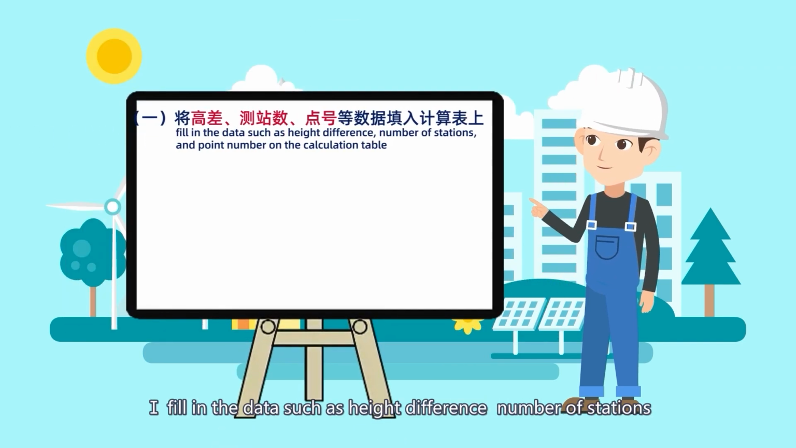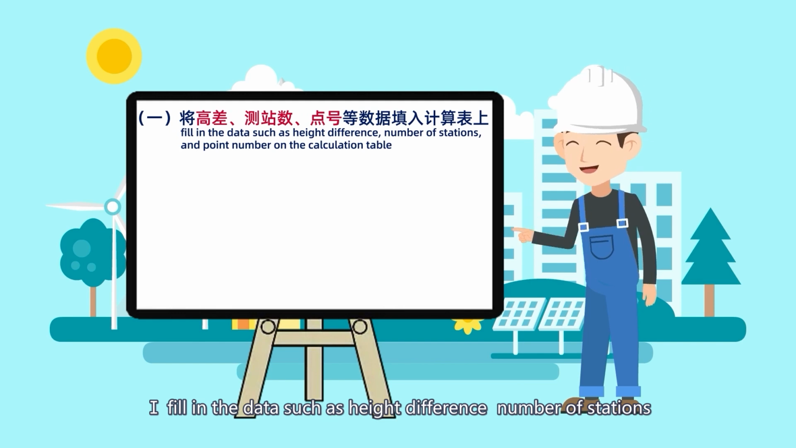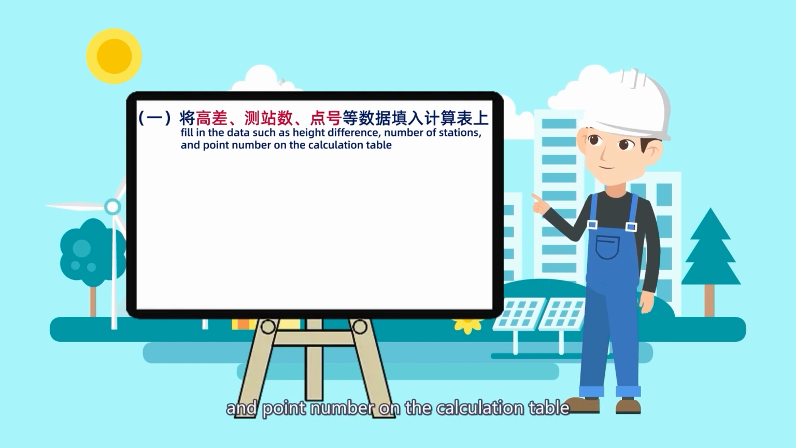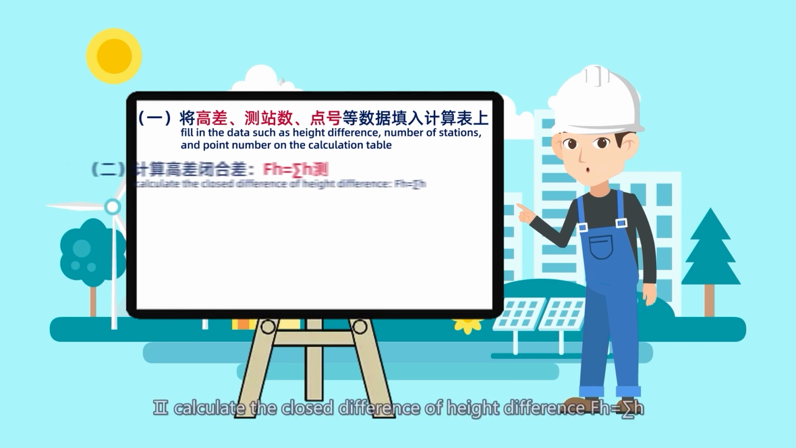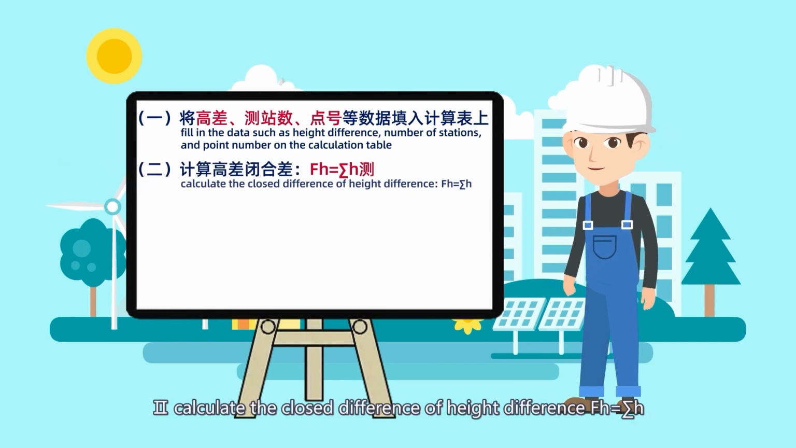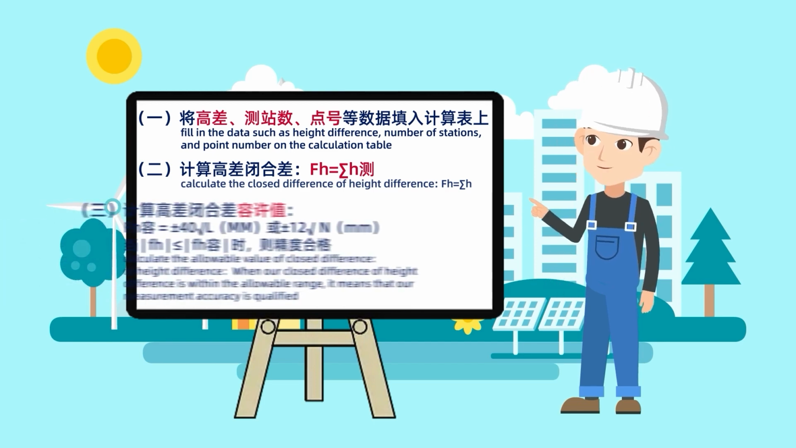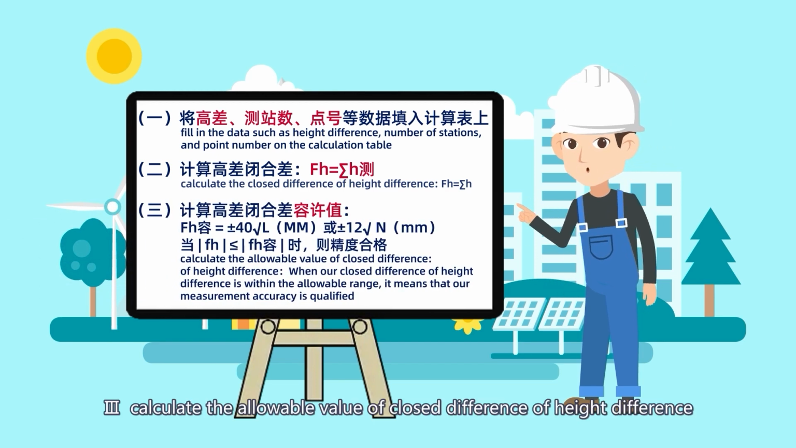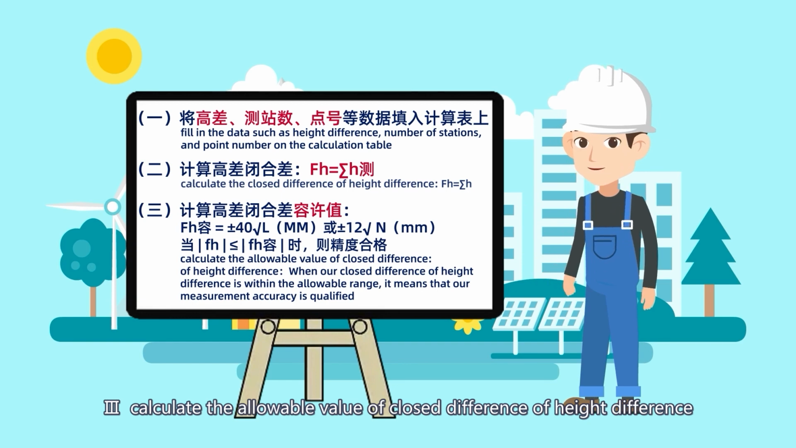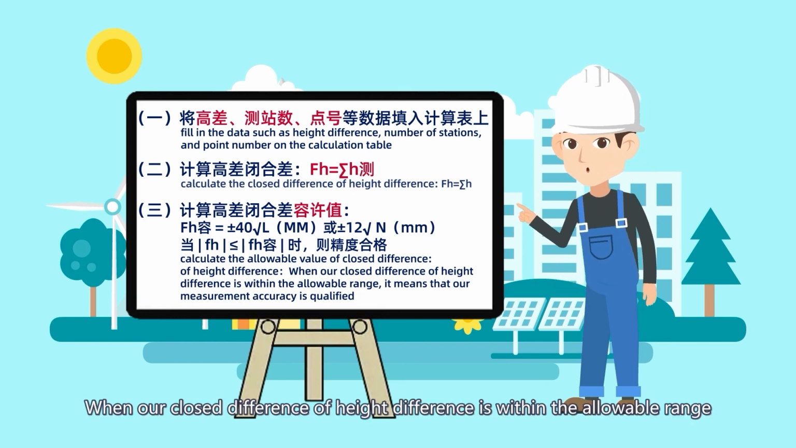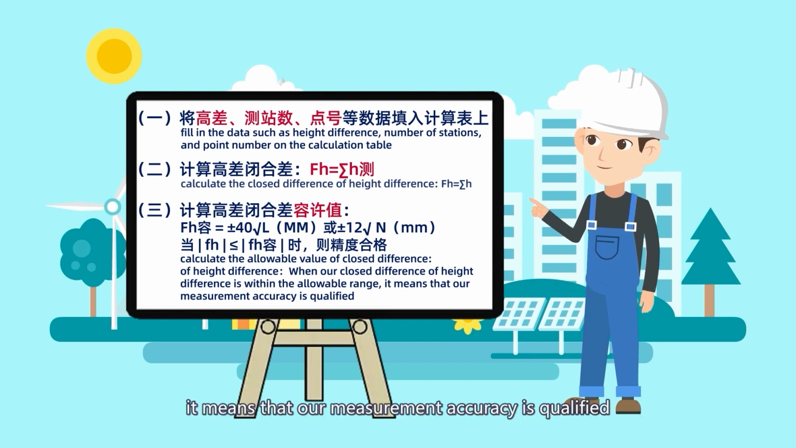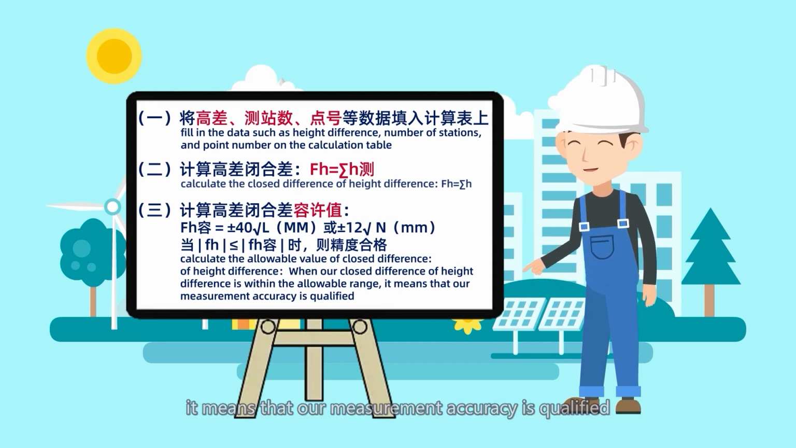1. Fill in the data such as height difference, number of stations, and point number on the calculation table. 2. Calculate the closed difference of height difference, fh equals sigma h. 3. Calculate the allowable value of closed difference of height difference. When our closed difference of height difference is within the allowable range, it means that our measurement accuracy is qualified.